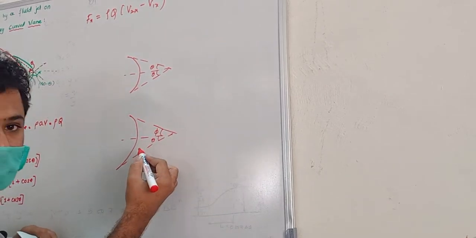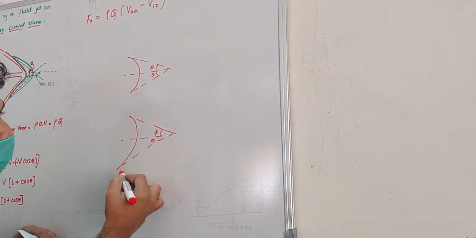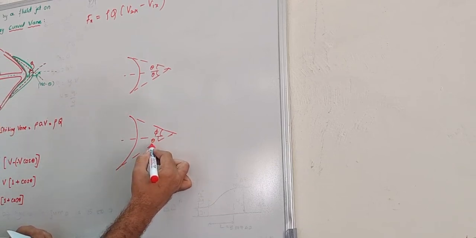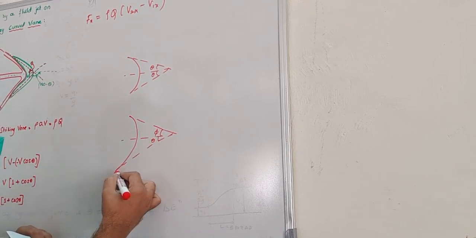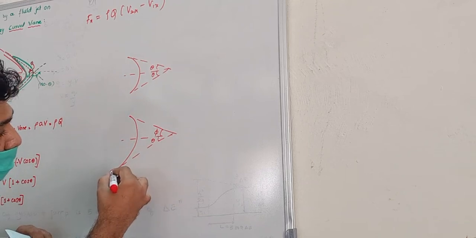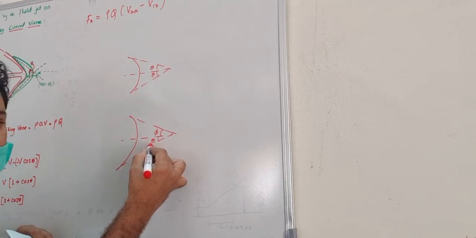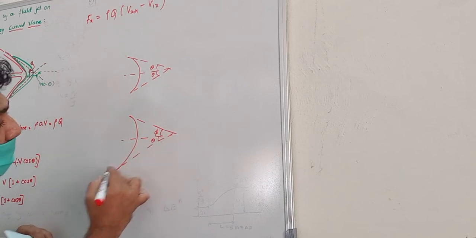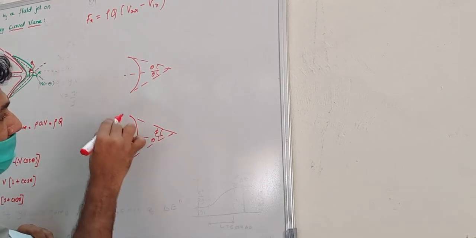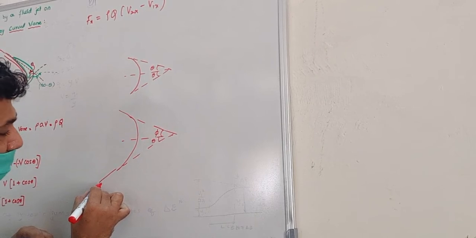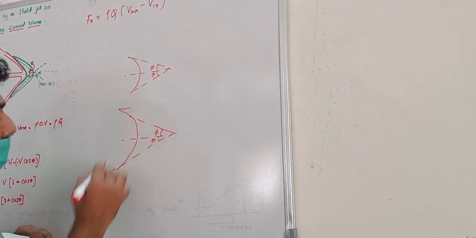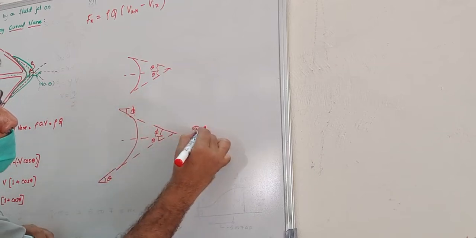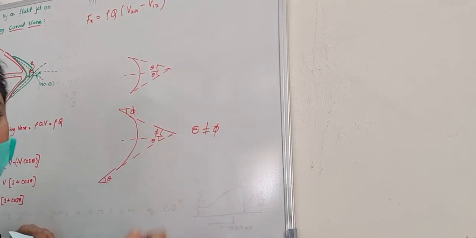Now if you look at this figure, in this figure what is happening? This angle which I have drawn is the tangent at the inlet, I'll call it inlet, and this I'll call outlet. At the inlet this angle equals theta, but at the outlet it equals phi. You can see that the tangents drawn here are not the same, they are different. So this is theta and this is phi, so theta is not equivalent to phi, right?